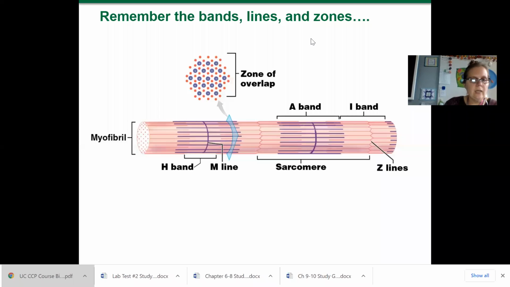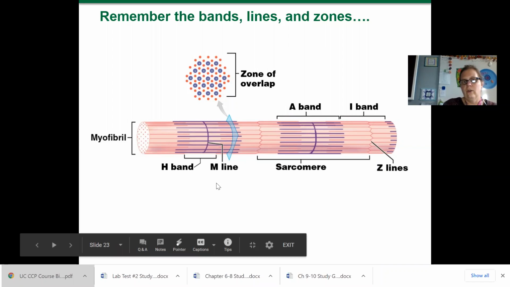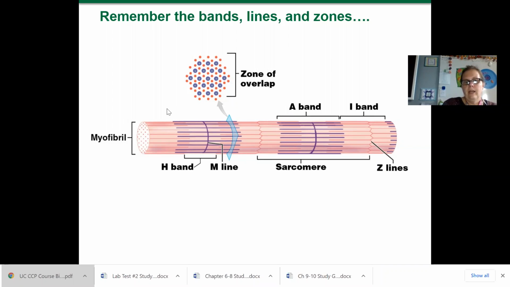Hi folks, this is the second part of chapter 9, and this is going to start on page 320, module 9.4 in your textbook. So if you have that with you, go ahead and open that up. One thing that we want to remind ourselves of is this picture right here, which is from the previous video. And we want to remind ourselves of all these lines, bands, and zones, and especially the purple, bluish thick filaments, and these reddish, pinkish, thin filaments.